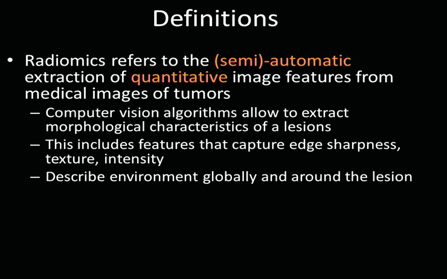In the beginning of the talk, I will present some work that we did a couple of years ago, where we essentially use radiomics or more traditional computer vision methods that essentially are defined as semi-automatic extraction of quantitative image features from medical images. These are essentially algorithms that allow us to extract hand-defined features from tumors and lesions. And these features capture edge sharpness, texture, intensity, and they also allow us to describe the environment of the tumor, both globally and around the lesion.